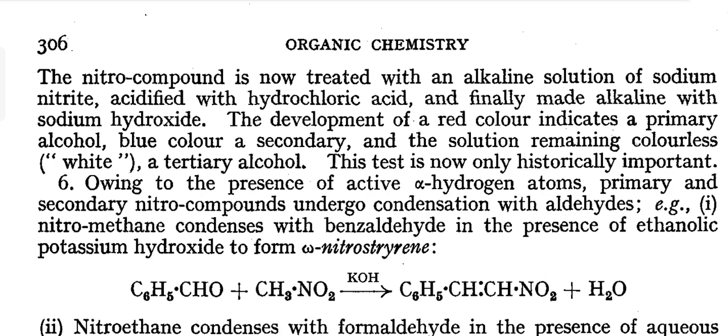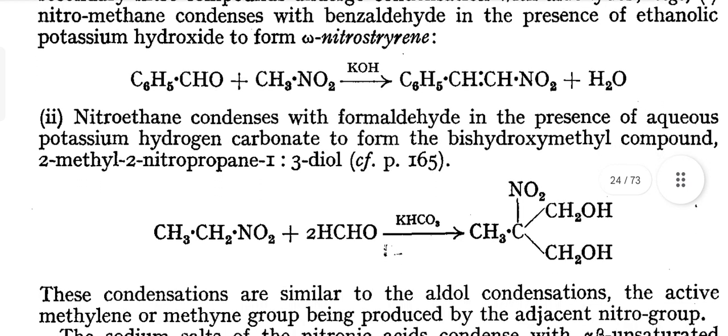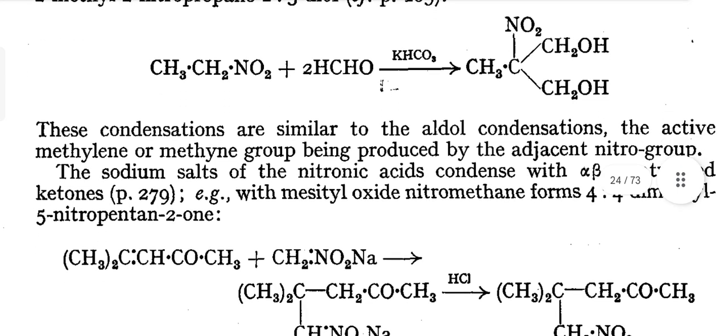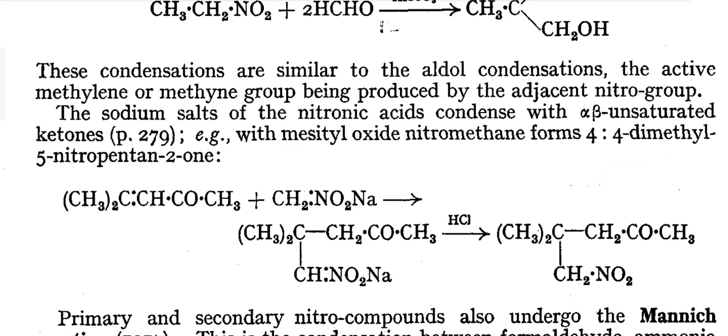Sixth, owing to the presence of active alpha hydrogen atom, primary and secondary nitro compounds undergo condensation with aldehydes. Examples, nitromethane condenses with benzaldehyde in the presence of ethanolic potassium hydroxide to form omega-nitrostyrene. Second, nitroethane condenses with formaldehyde in the presence of aqueous potassium hydrogen carbonate to form a bis-hydroxymethyl compound, that is 2-methyl-2-nitropropane-1,3-diol.